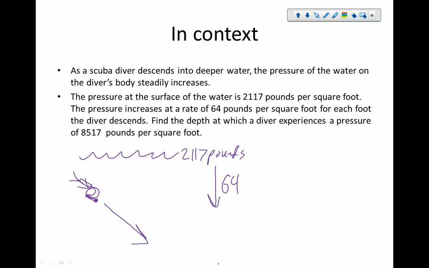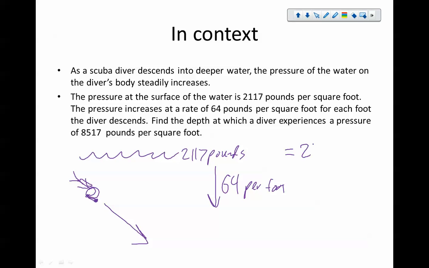So we have to find the depth at which the diver experiences a pressure of 8,517 pounds per square foot. So we have to represent this, not as a fraction, excuse me, as an expression. How can we do that? It starts here at 2,117 pounds, and then it's getting bigger by 64 per foot.